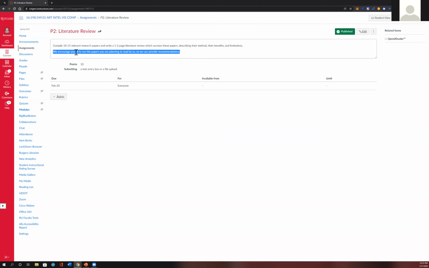And again, I generally encourage you all to run the specific choices that you have made by us, or in this case, me, and potentially a mentor that you are working with, so that we can provide you with feedback and approve that these are the kinds of papers that we expect you to be reading.